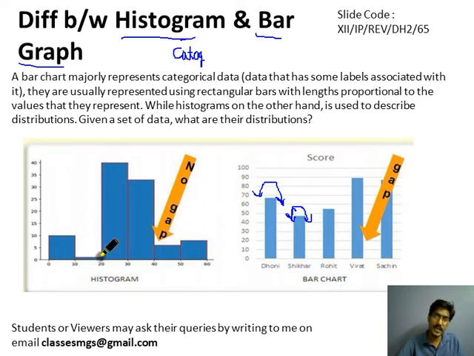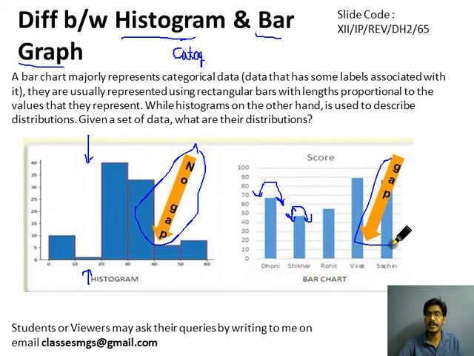If there is no data, we will still show its position like this. That shows that between 10 to 20 there is no element in this distribution. So there is no gap in the histogram, but there is a gap in the bar graph or bar chart, because we show the data category wise. Here, in one match Dhoni has scored 65, Shikhar has scored 45, Rohit has scored 50, Virat has scored 90, and Sachin has scored around 85. So we are showing this data category wise.